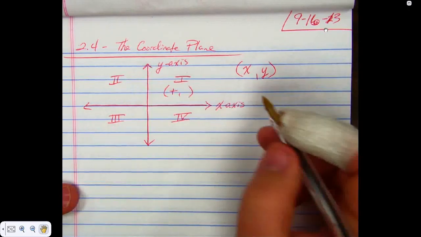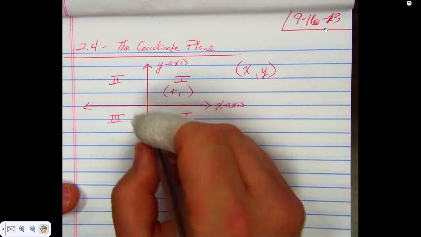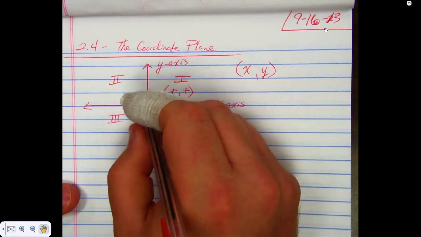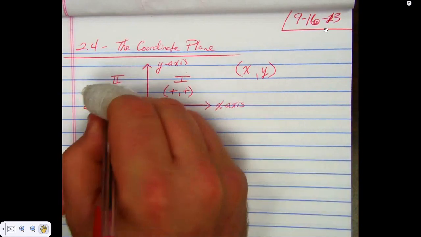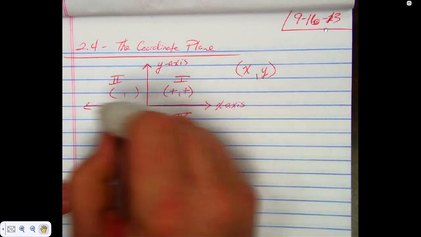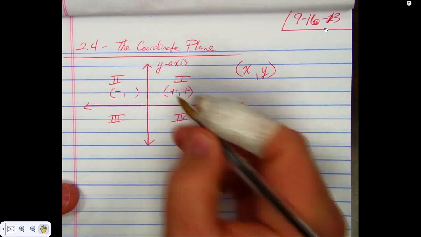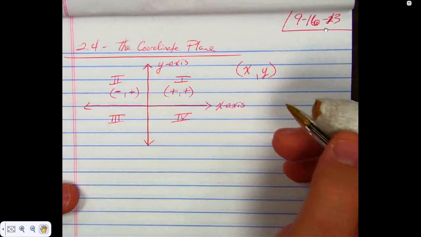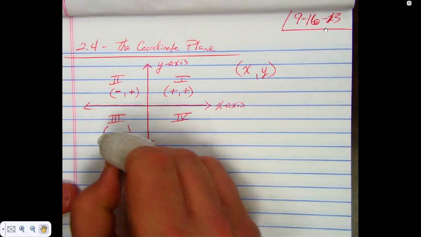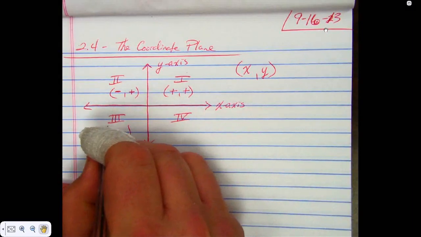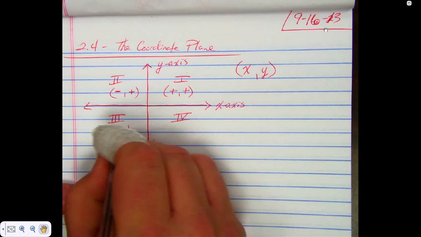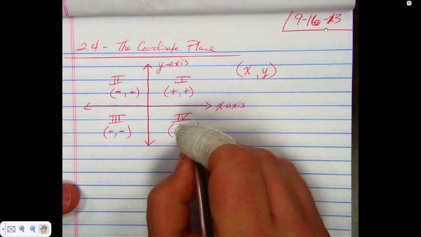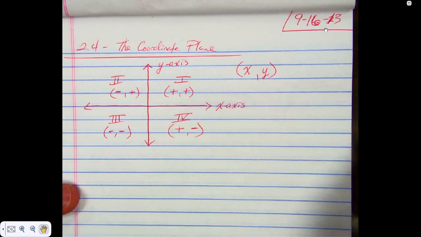In this coordinate, what are your y's going to be? Positive, because you're going up. Okay? This quadrant, what are your x's going to be? Negative. What about your y's? Positive. They're on top of the x-axis, so they're positive. In this coordinate, what are your x's going to be? Negative. What about your y's? Negative. It's down, so they're negative as well. In this coordinate, what are your x's going to be? Positive. And your y's? Negative. Okay?